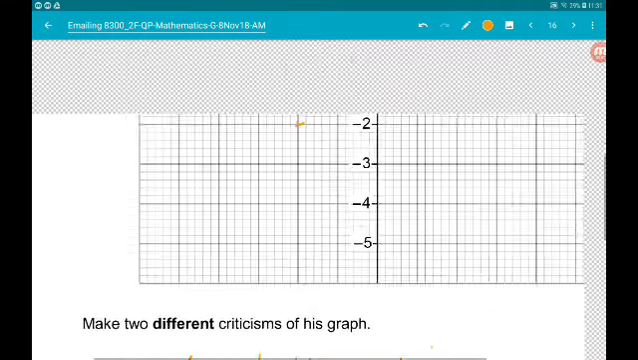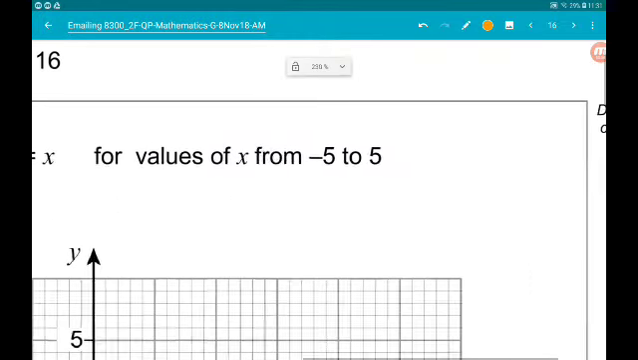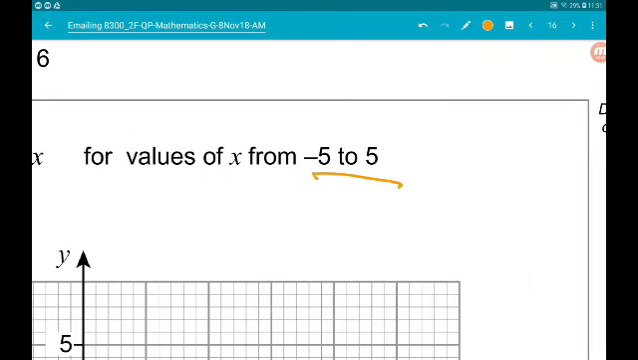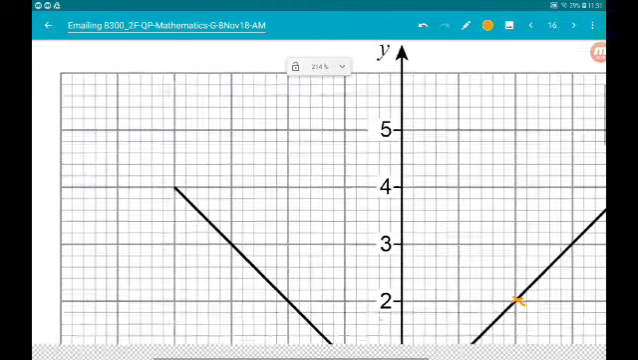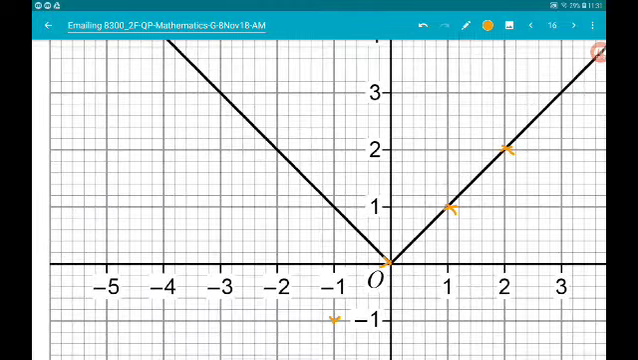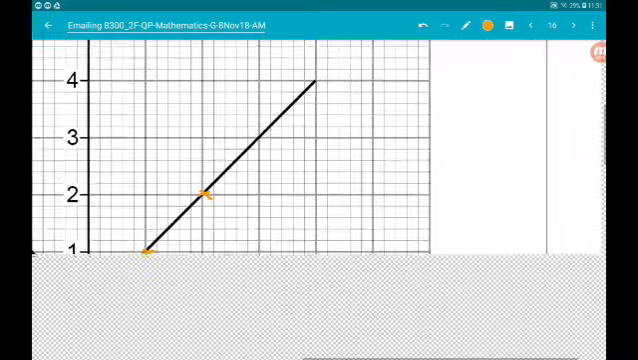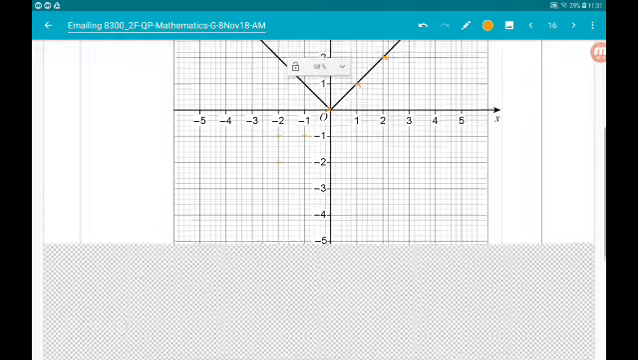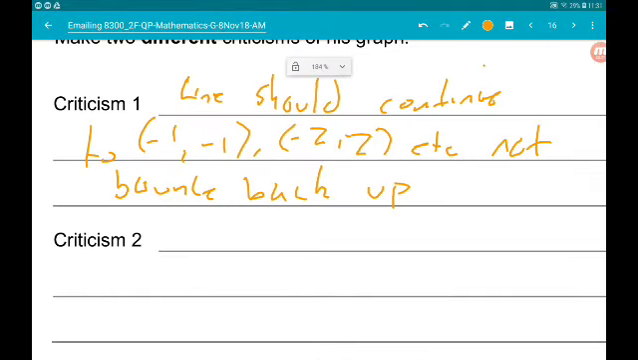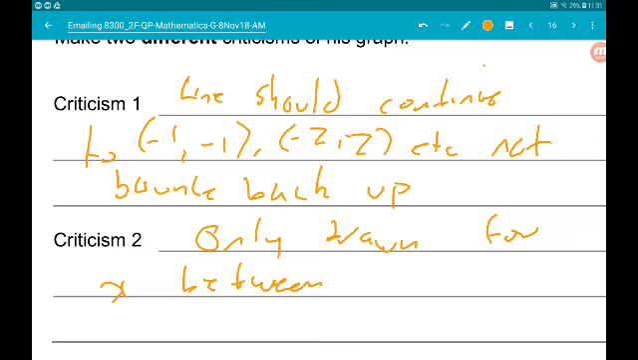Then the other one, remember that he wanted to draw the graph for values of x between -5 and 5. On the left, we've only gone down to -4. On the right, we've only gone up to +4. So it's only drawn for x between -4 and 4, whereas it should be between -5 and 5.